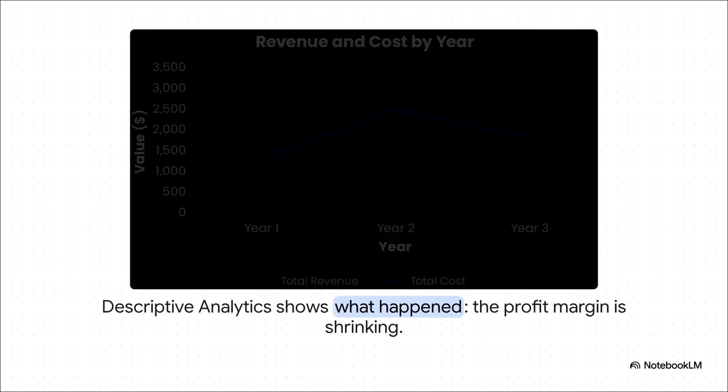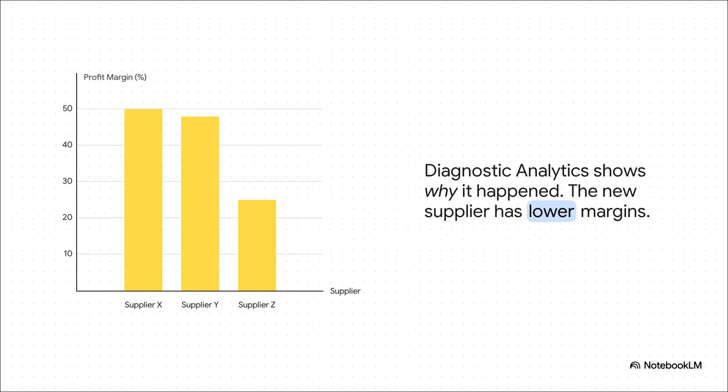So first up, we use descriptive analytics just to see what happened. This chart here is plotting Cozy Corner's total revenue against their total costs, and you can see it plain as day. While revenue is bouncing around, that gap between the two lines, which is their profit, is definitely shrinking over time. So we've confirmed the problem exists. But we still need to know why it's happening.